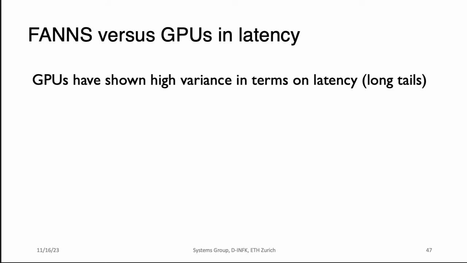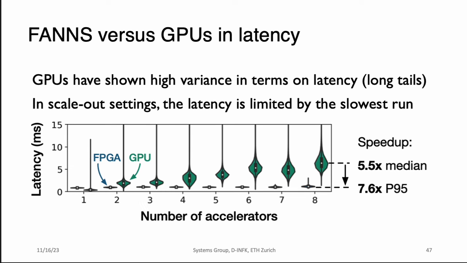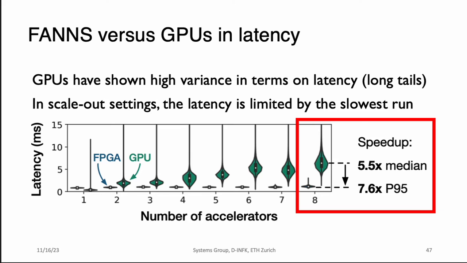However, in terms of latency, it is another story because GPUs have shown high variance in their latency. There are some long tail runs, which is really harmful for scale-out experiments because in the scale-out experiments, the performance is essentially determined by the slowest GPUs. And as you can see in this plot, where we show scale-out accelerator experiments up to 8 accelerators, the GPUs are already slower than FPGAs by 7.6x in terms of 95th percentile latency.